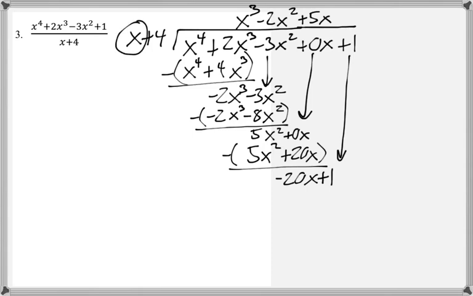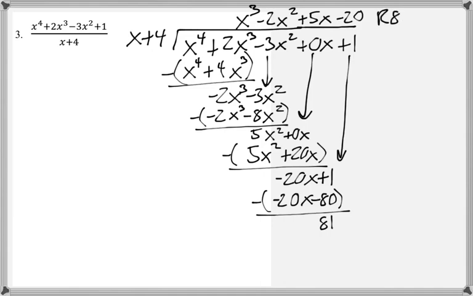And what do I need to multiply x by to get negative 20x? That would be negative 20. And then I want to multiply negative 20 by both of those. So that is negative 20x minus 80. And I'm subtracting those. The first terms go away. 1 minus the minus 80 is 81. So that is my remainder. So that'll be my answer.